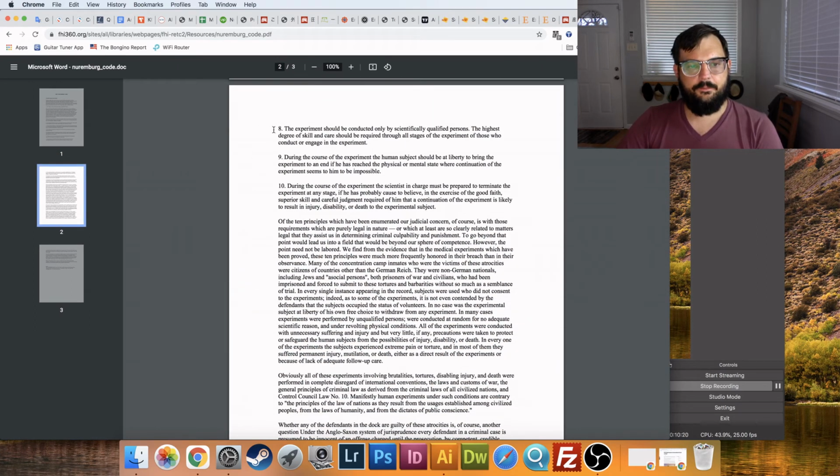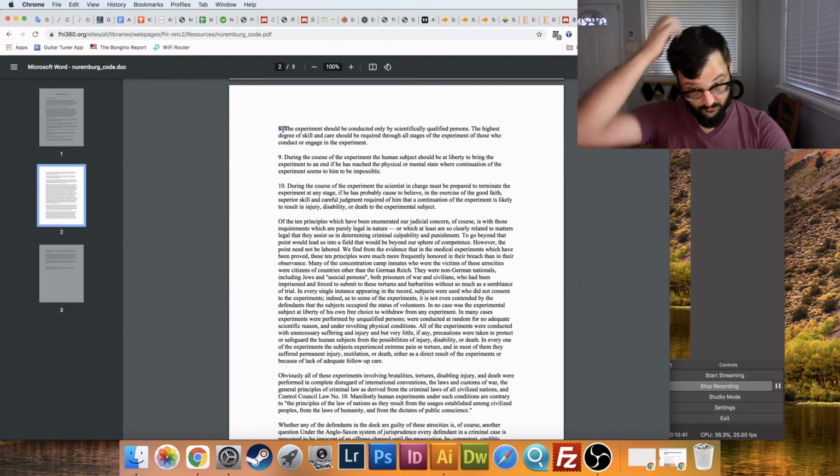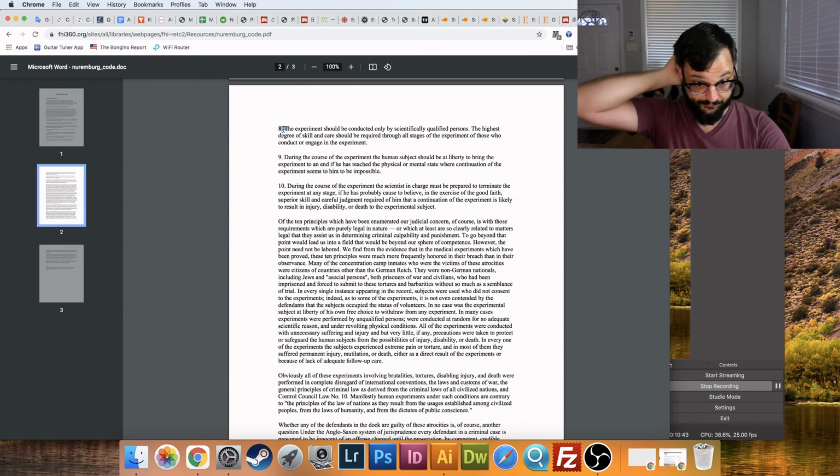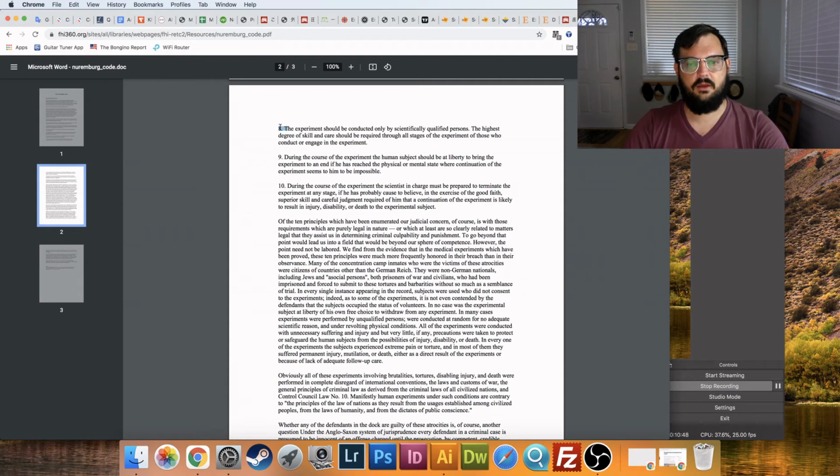Point number 8, the experiment should be conducted only by scientifically qualified persons. The highest degree of skill and care should be required through all stages of the experiment of those who conduct or engage in the experiment. And as I pointed out in a recent video, the person responsible for approving the current event, as I'm calling it, at the FDA only has a master's in science. So chew on that.